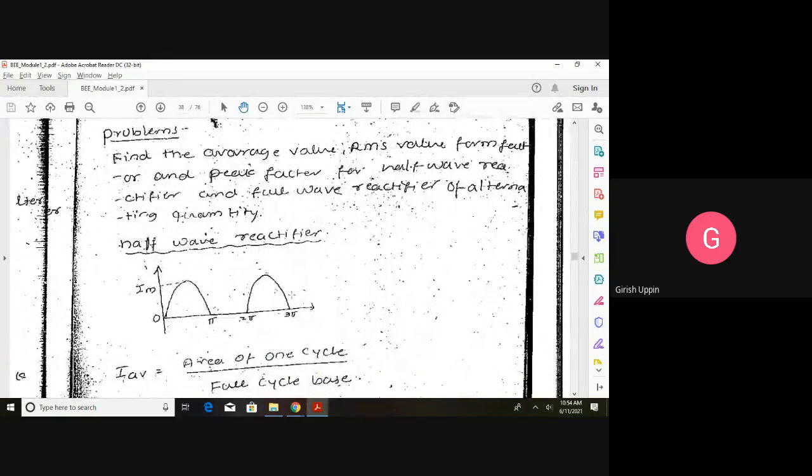Now, in the exam they might give different waveforms, and for those waveforms they might ask you to calculate the average value, RMS value, form factor, and peak factor. So in this case, we have to find the average value, RMS value, form factor, and peak factor for a half wave rectifier and a full wave rectifier. So we have two outputs: one is the half wave rectifier output, and the second one is the full wave rectifier output. For both the waveforms, we have to find these four quantities.